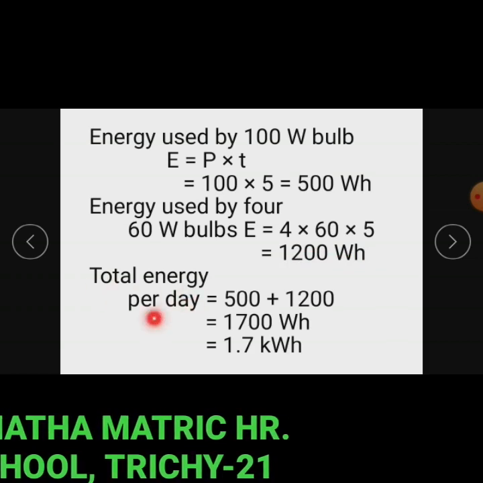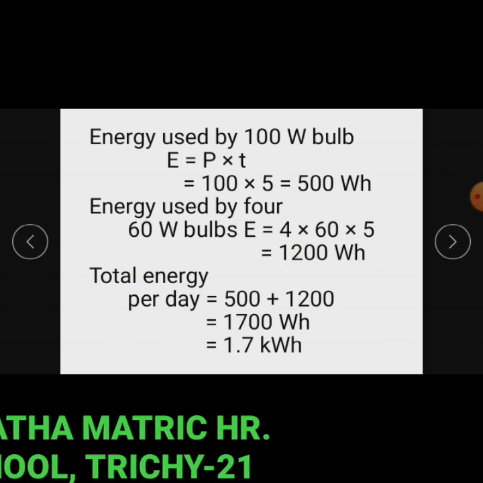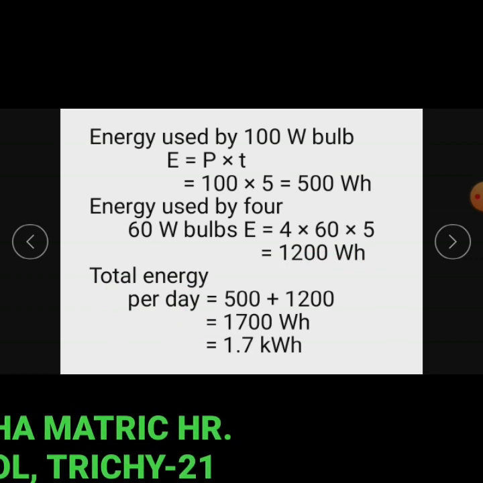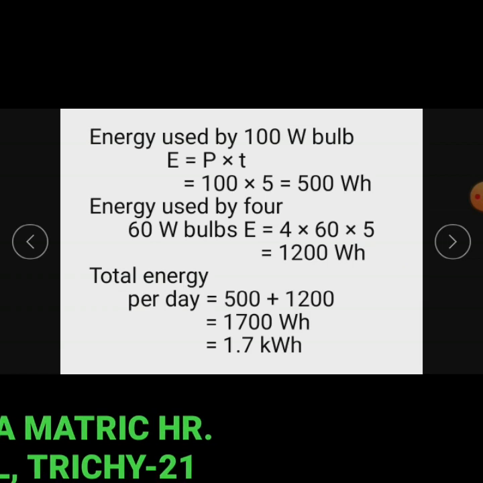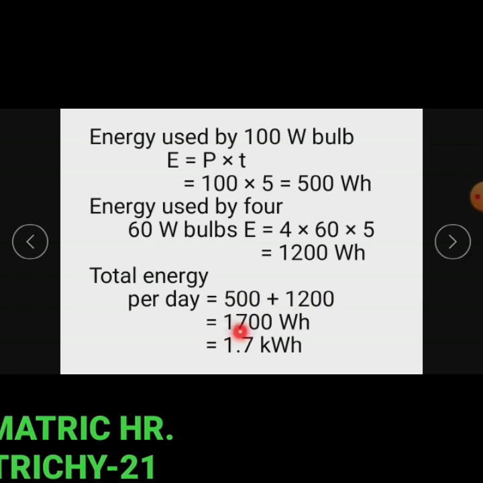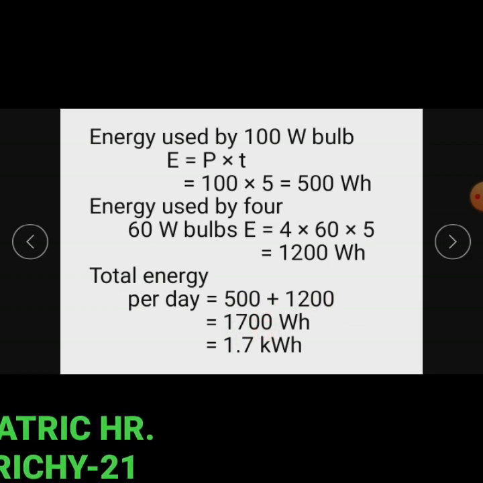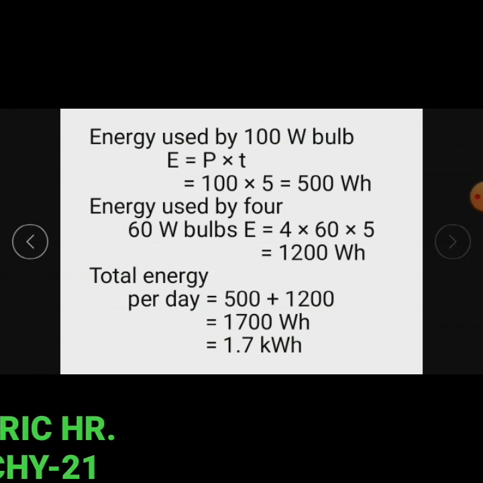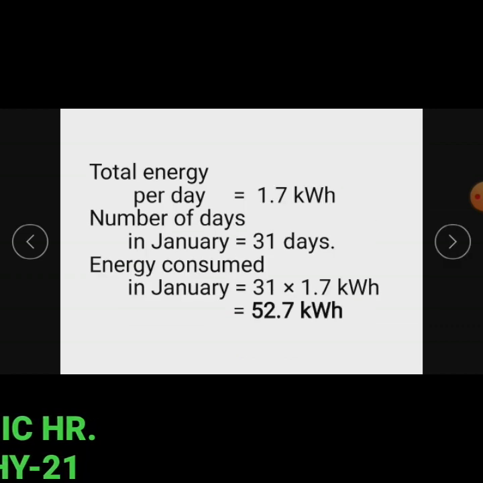Total energy consumed by 4 60 watt bulbs and the 100 watt bulb for 5 hours daily equal to 500 plus 1200 equal to 1700 watt hour equal to 1.7 kilowatt hour. 1.7 kilowatt hour is the total energy consumed by 4 60 watt bulbs and 100 watt bulb for 5 hours.